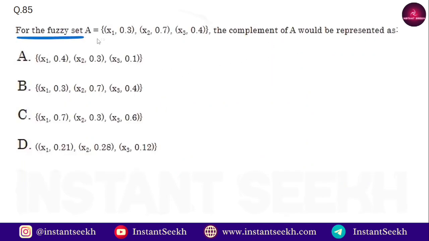Okay, a fuzzy set is given. The complement of A would be represented as what? Now, for representing the complement, we subtract the element value from 1. Suppose we have x1, so for x1 we will be subtracting from 1. What is the actual value here? 0.3. So it will be 0.7 as the complement.